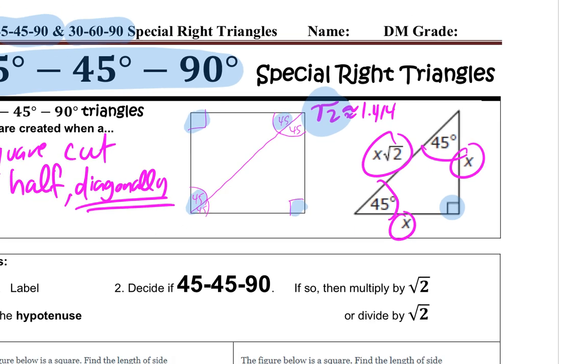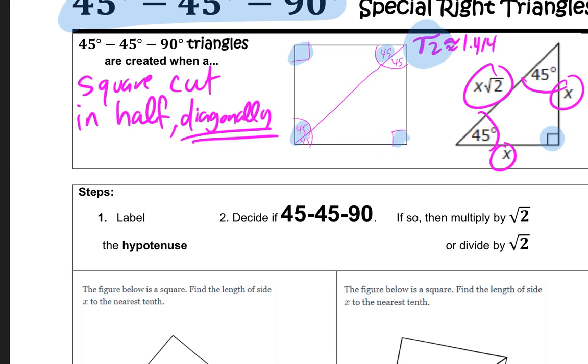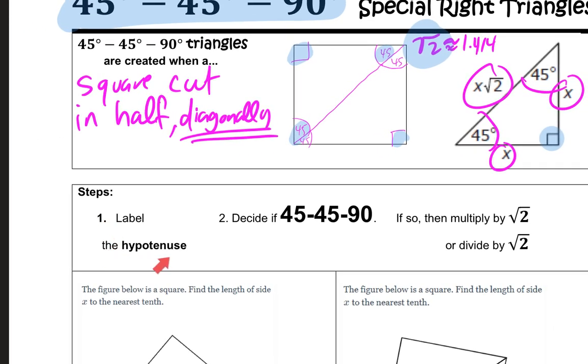So here's how we're going to do it. The first thing we're going to do is label the hypotenuse. The hypotenuse is the side across from the 90 degree angle, so we're going to label that H for hypotenuse. Then we're going to decide if it's 45, 45, 90. Well, this one is 45, 45. So this is the formula that we're going to use.